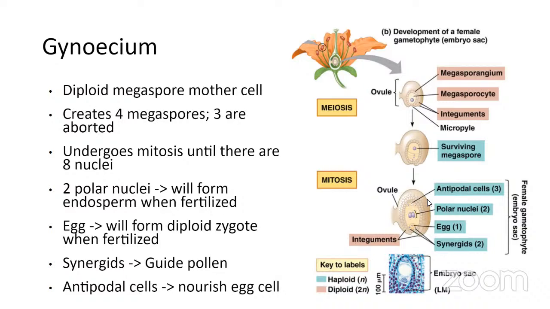And that's the point at which we kind of want to pause before we think about fertilization. So we're going to have in the center of our ovule 2 polar nuclei. So that's 2 of the 8. Here we're going to have one egg. That's the one that's going to get fertilized to eventually create our plant embryo. Then we have some other cells. On either side of the egg, we have these synergids, and they're thought to kind of guide the pollen. And then we have 3 antipodal cells, which are going to nourish the egg cell.